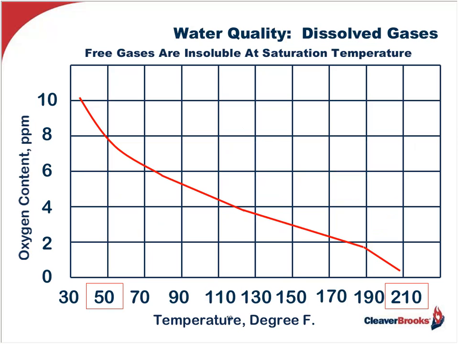Note how at 50 degrees, which is close to raw makeup water temperature in many places, we have almost 8 parts per million of oxygen. Then as we increase the temperature to 210 degrees, we drop to almost 0. The oxygen is almost entirely driven off. And it's the same with CO2, but there's another factor, as I mentioned before with CO2, that you need to be aware of. Again, the basic science of water chemistry.